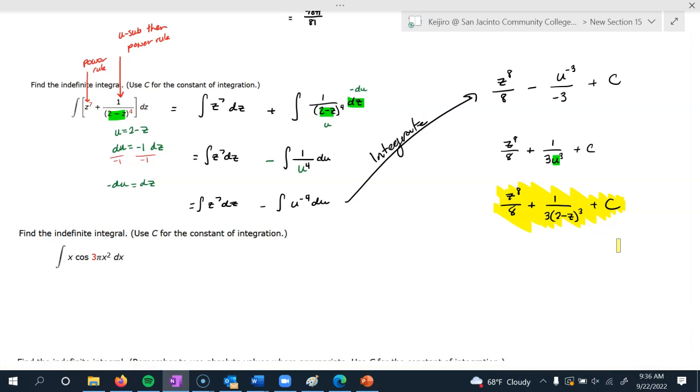The second one looks daunting. First of all, because of a combination of x, an algebraic and a trigonometric function, and also just because of a pi, and also the fact that there's an x squared on the inside of this trigonometric function. So there are a couple things that make it look pretty bad, but it actually is not.